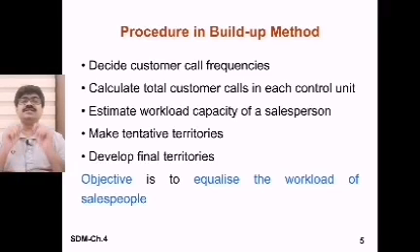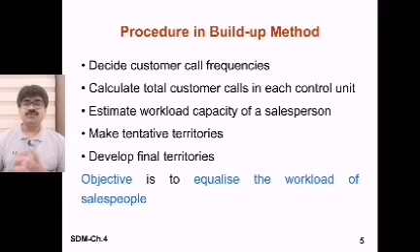In this method, you first decide the customer call frequency. For example, you want your customer in Bombay to be visited every week, the customer in Chennai also to be visited every week, and the one in Bangalore also every week. Then you calculate the total number of customer calls in each control unit. For example, you have 5 customers in Bombay, so every week 5 customers. In a month you have 4 weeks, so 4 weeks into 5 customers, you have 20 calls to make.